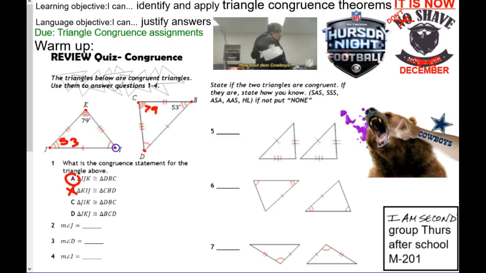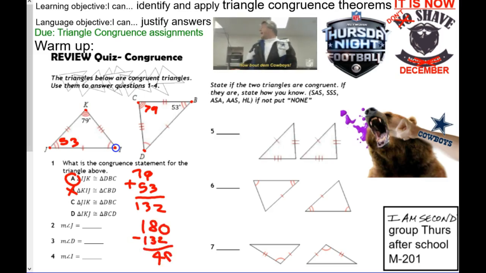Now, I got a missing angle. What do they always add up to inside of a triangle? 180. So I'm going to take 79 and 53, add them up, and then take that away from 180. And I get 48. So that means each of these other 1 arcs is 48.